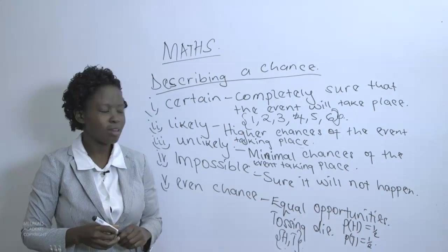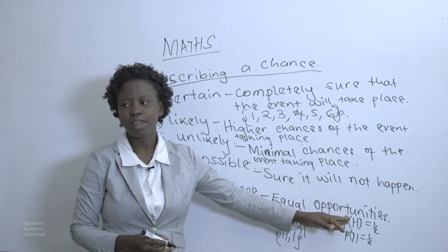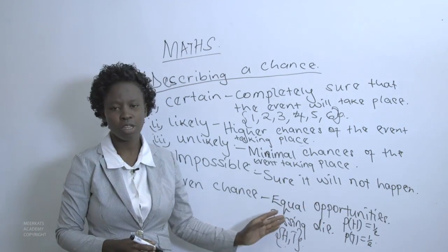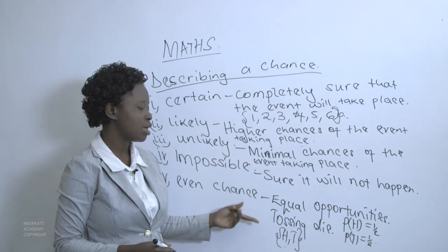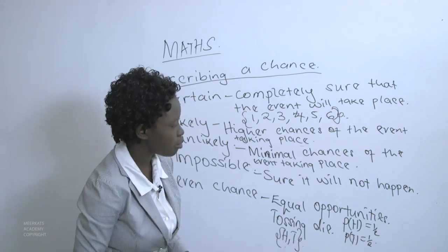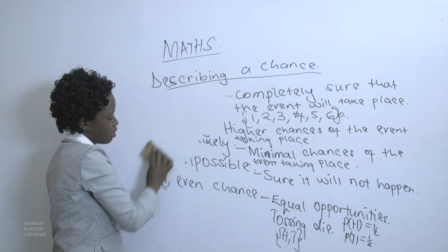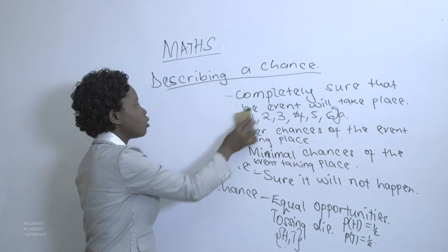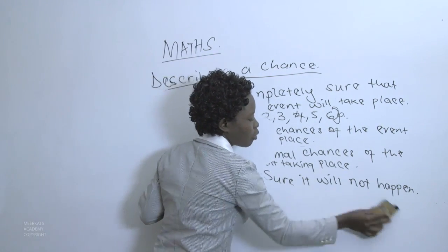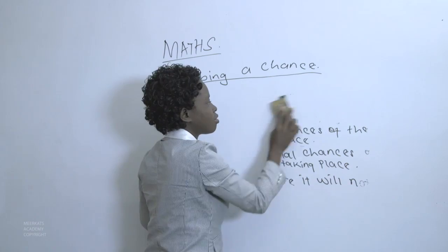So what do we mean? That the two events that can take place when we are tossing a coin have an even chance of occurring, because they all have equal opportunities to occur. So we say they have even chances of occurring. So those are some of the words that we use when we are describing a chance. We can use words to describe a chance, and those are some of the words used.